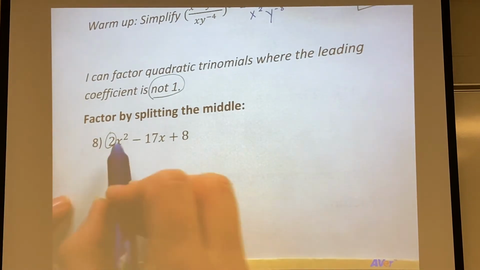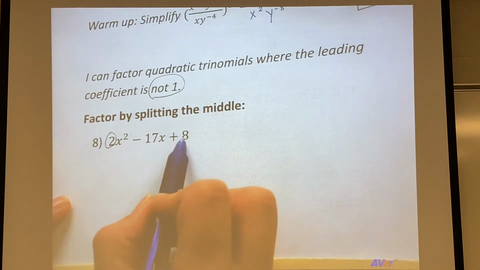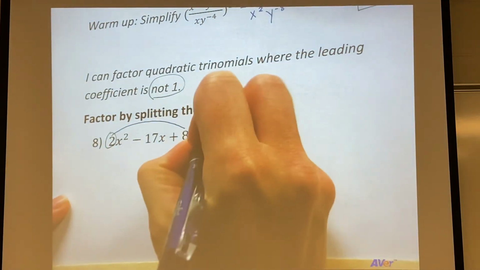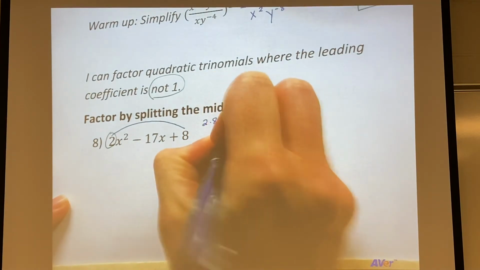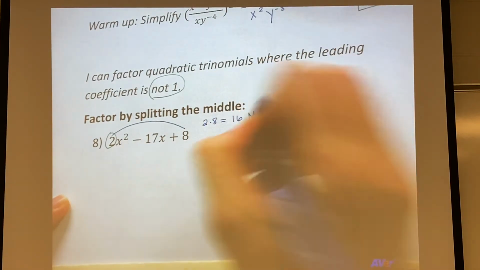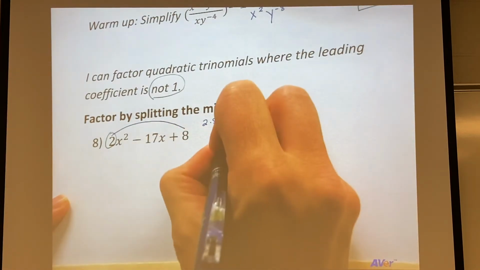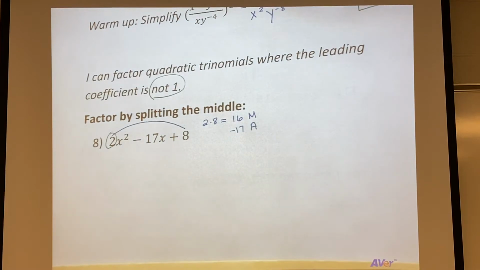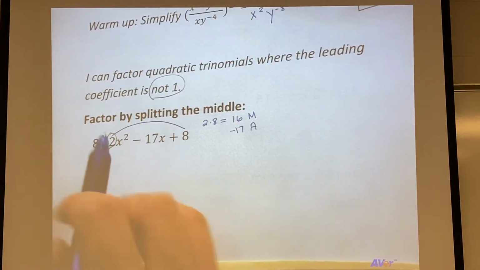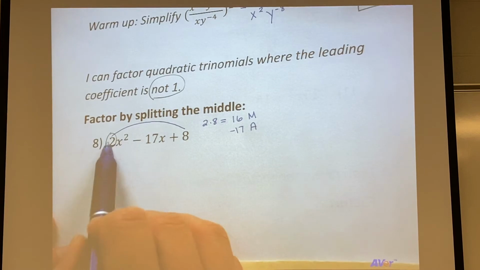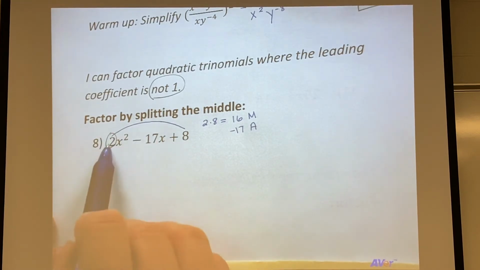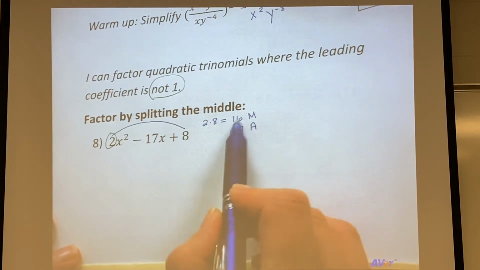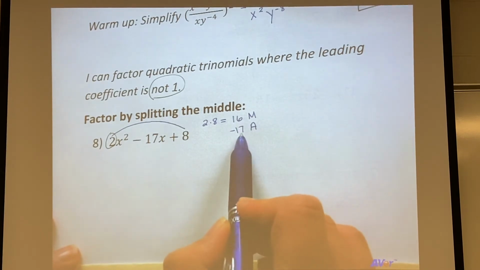What we do is we start by multiplying this leading coefficient times the constant. So 2 times 8, which is 16. We want to find things that multiply to get 16 and add to get negative 17. So the same kind of idea as what we were doing before, but before we didn't have to worry about that first step of multiplying because it was a 1. So 2 times 8 to get 16, things that multiply to get 16 and add to get negative 17.